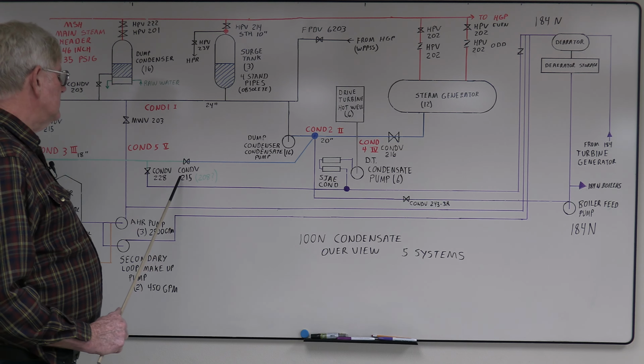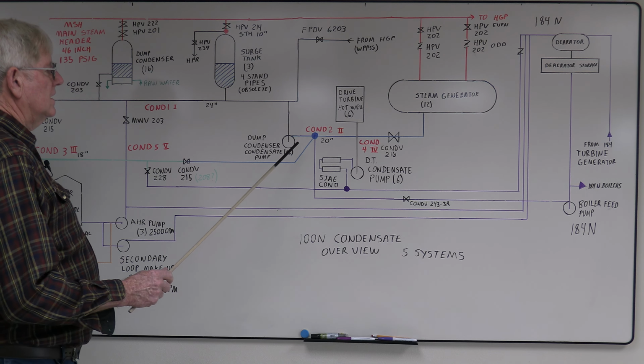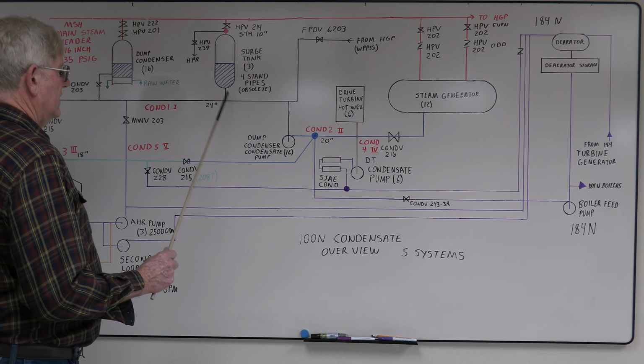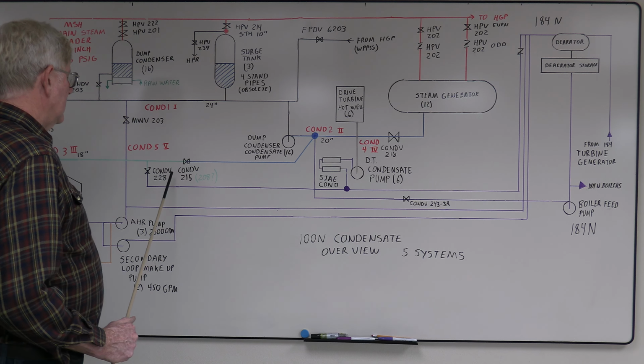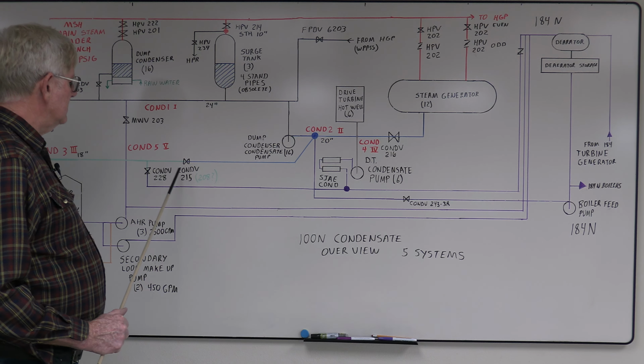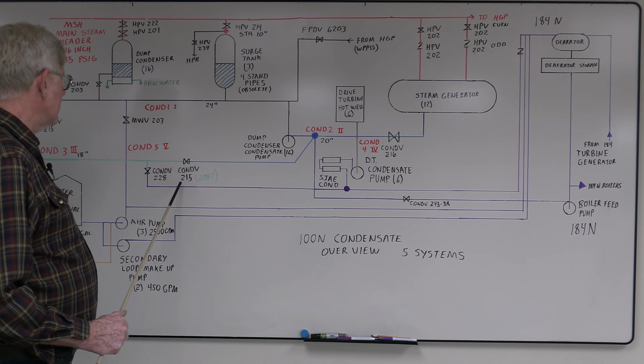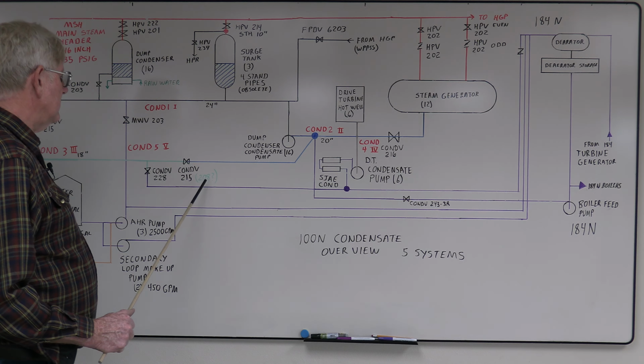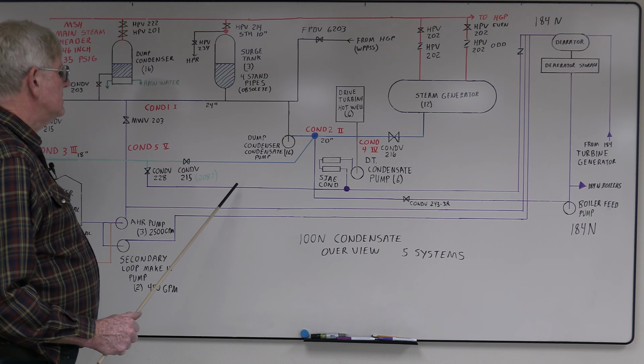This Condensate valve 215 was the spill from Condensate 2 if you had high levels. There's some question if it's 215. Also saw valve 208. If anybody knows, let us know. I think 215 is correct. 208 may have been a block valve on it.